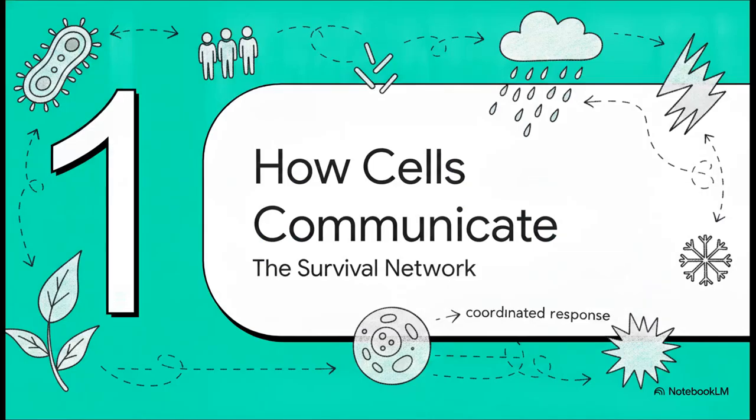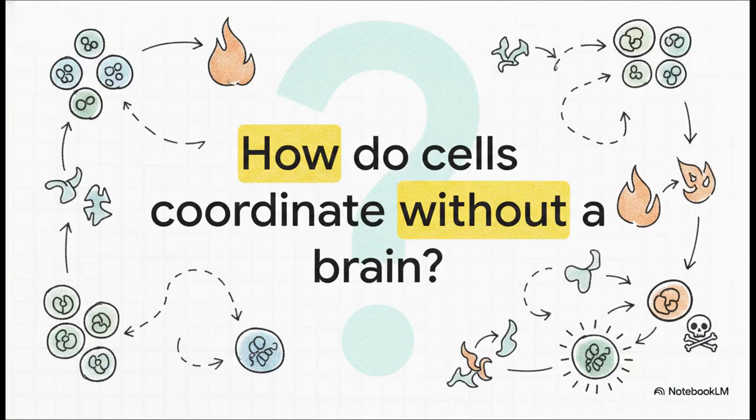Section 1, how cells communicate, the survival network. So at the most fundamental level, every single living organism out there, from a tiny unicellular bacterium to you and me, has to process information and respond to its environment just to stay alive. Now think about this for a second. If a sudden temperature spike hits, how does a microscopic cell actually know it's time to build heat shock proteins? If it doesn't synthesize those protective proteins in time, the organism is a goner. That life-saving command has to be delivered and executed entirely at the cellular level.